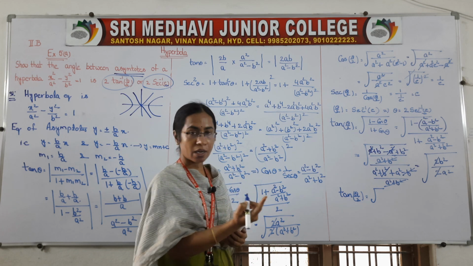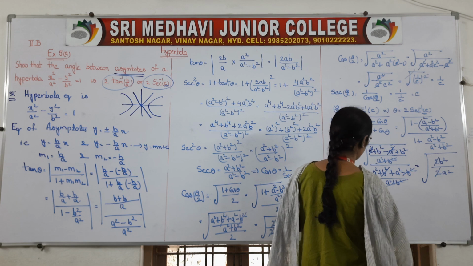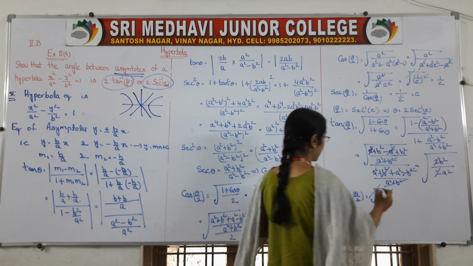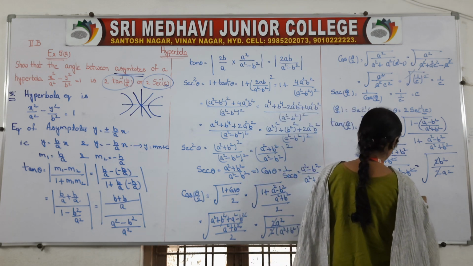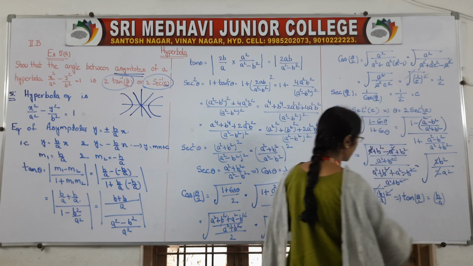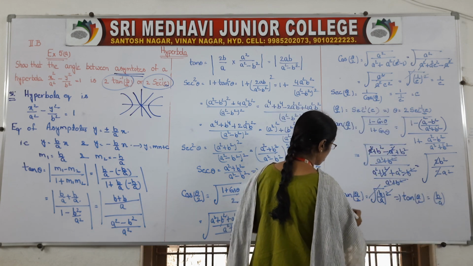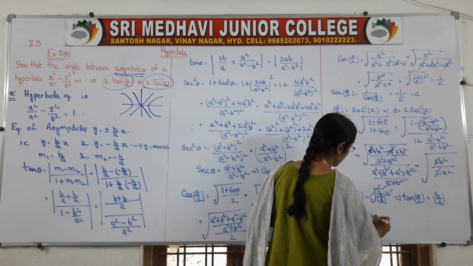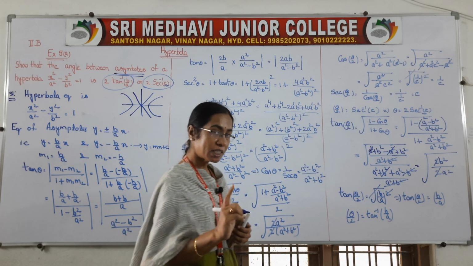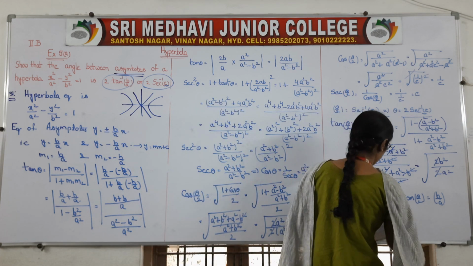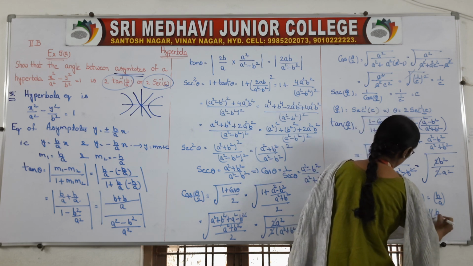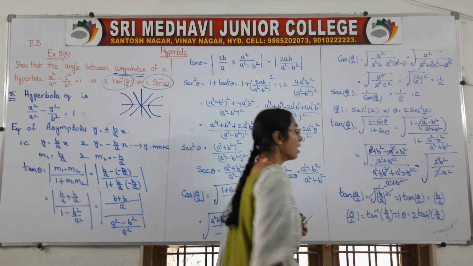We can take the power common, right? So we can take b by a whole square. Square root also cancels. So tan of theta by 2 is equal to b by a. So theta by 2 is equal to tan inverse of b by a. We want only theta, the angle. So theta is equal to 2 tan inverse b by a is the answer.